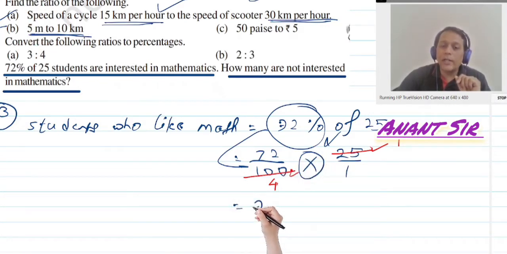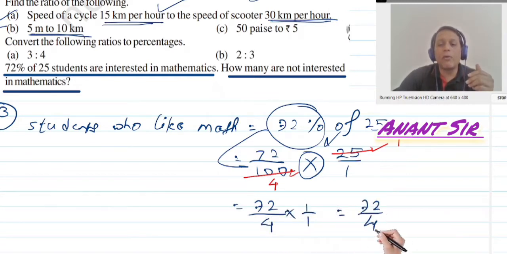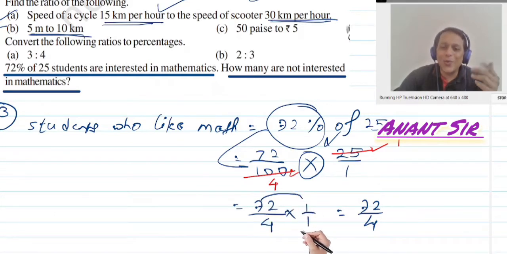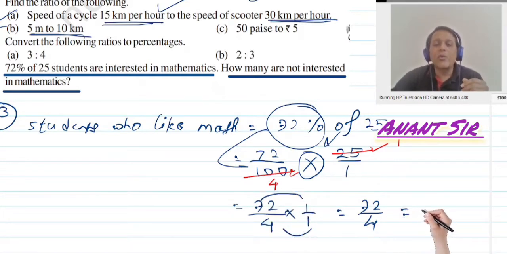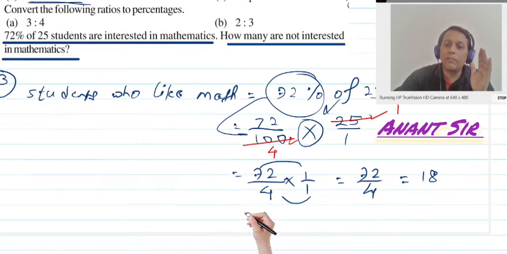So now what is it that I have now? In the numerator, 72 by 4 here and 1 by 1 here. That means it's 72 by 4 only. 72 ones are 72, 4 ones are 4. What is 72 by 4? It's 18. That means 18 students like math.